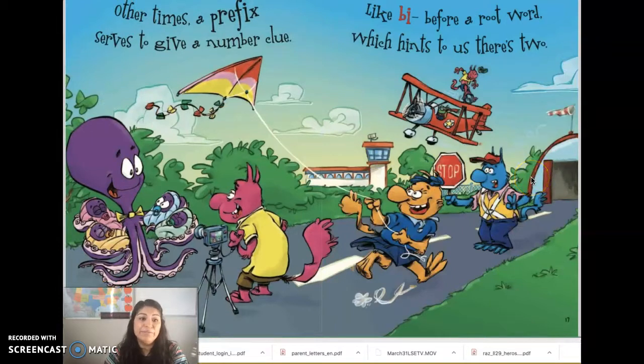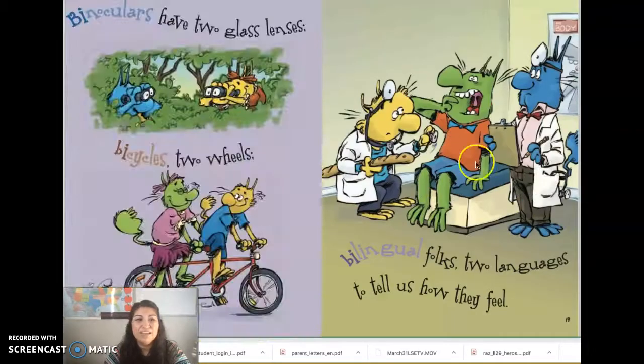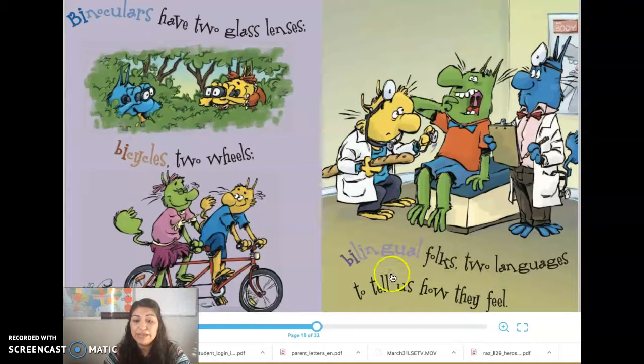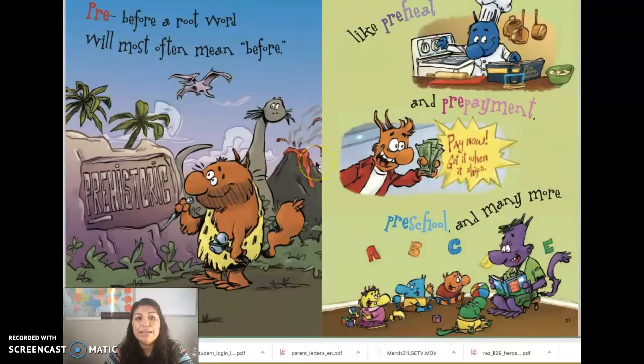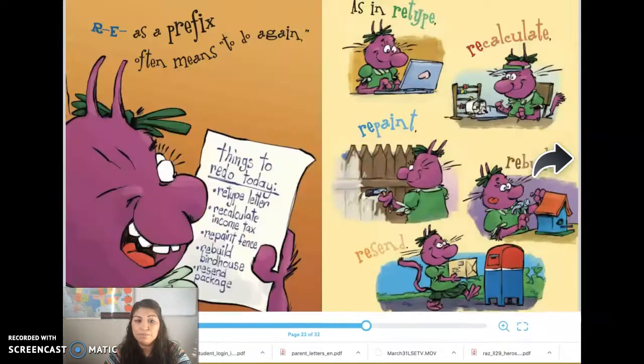Other times a prefix serves to give a number clue, like bi before a root word, which hints to us there's two. Binoculars have two glass lenses, bicycles two wheels. Bilingual folks two languages to tell us how they feel. Pre before a root word will most often mean before, like preheat and prepayment, preschool, and many more.